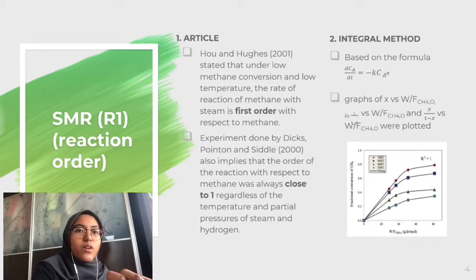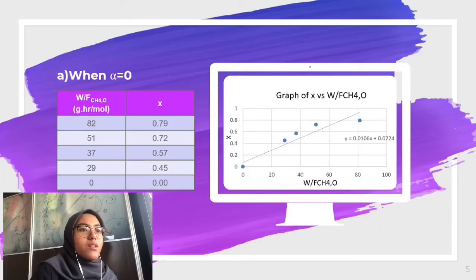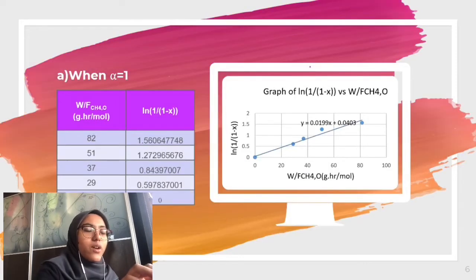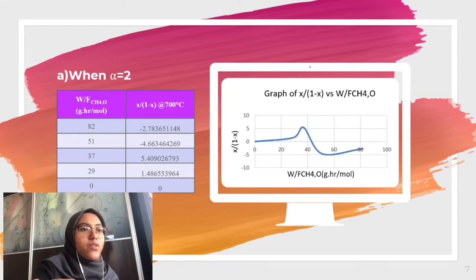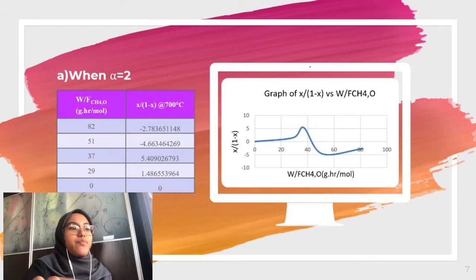We are going to plot the graph of X versus W over F. When the rate order is equal to 0, we get this not-too-linear graph. Next is when the rate order is equal to 1. We can see that the graph is quite linear, with a k value of 0.0199. And when the rate order is equal to 2, we can see that the graph is not linear.